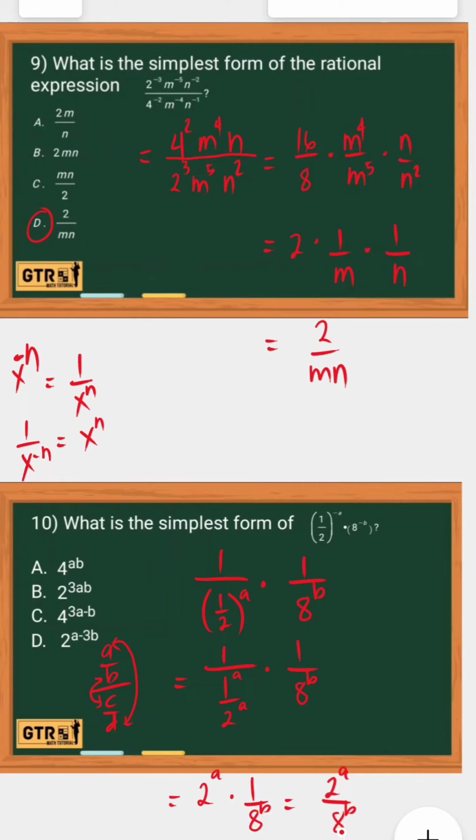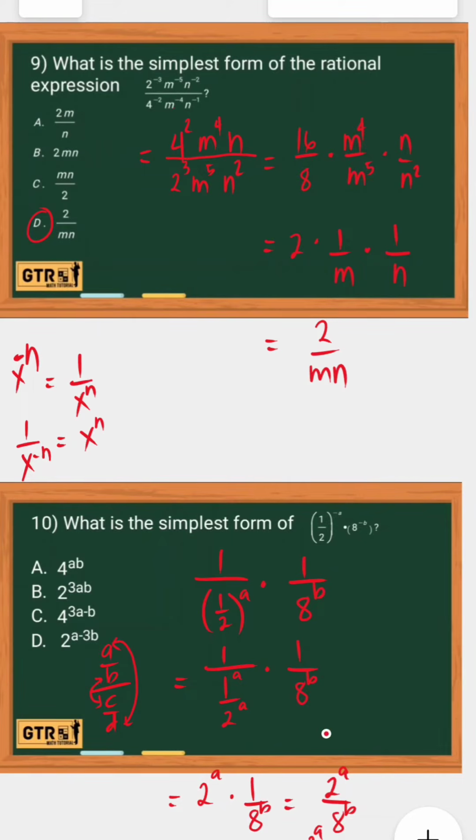So 8 is equal to 2 cube. Okay? So express natin yung 8 as exponent ng 2, or power of 2. So therefore, this will become 2 to the a over 8a, that is equivalent to 2 cube. And then meron pa tayong b, so 2 cube, 2 raised to 3b.